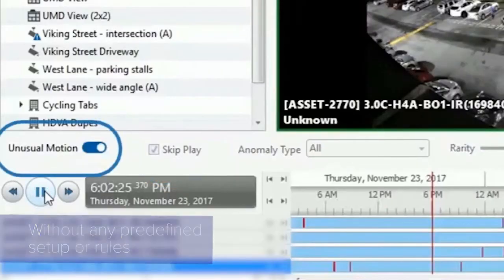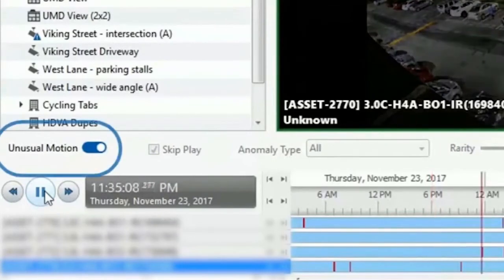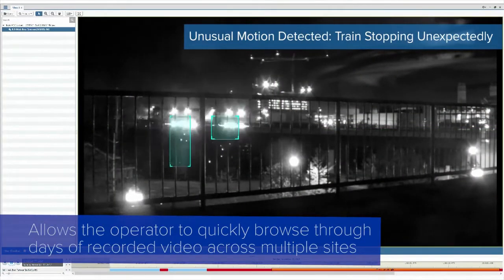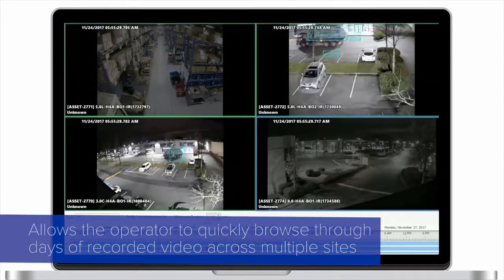What UMD does is it does that watching for you without any prior setup, without any explicit rules or anything else that needs to be configured ahead of time, and allows that operator to very quickly browse hours or days of recorded video across multiple cameras. UMD today focuses on motion, so it's unusual motion detection.